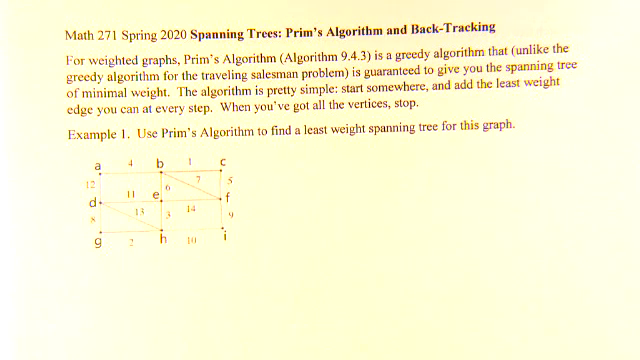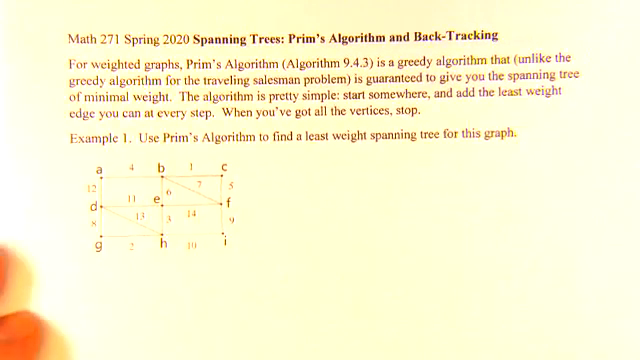The algorithm is very simple. You start somewhere and you add the least weight edge you can at every step. When you've got all the vertices, stop. Unlike the traveling salesman problem, this one actually does guarantee that you get the best possible outcome. The traveling salesman problem doesn't. So what's the least weight spanning tree for this graph?